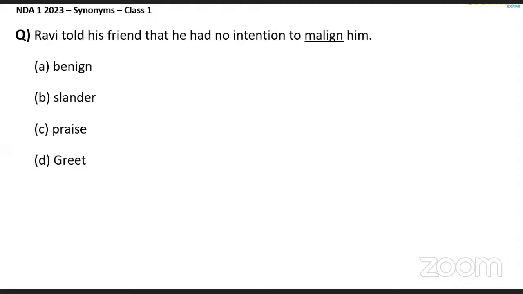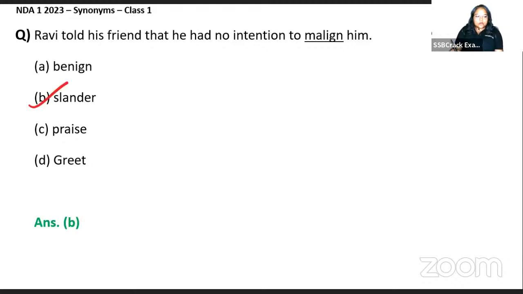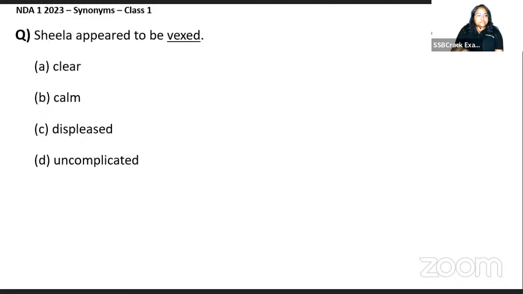Option B. Ravi told his friend that he had no intention to malign him. Malign करने का मतलब क्या है? Yes, to insult someone, to say bad things about someone. In other words, to slander somebody, है ना? तो ऑप्शन B होगा slander हमारा आंसर, है ना? Okay. So now moving on to the next question.